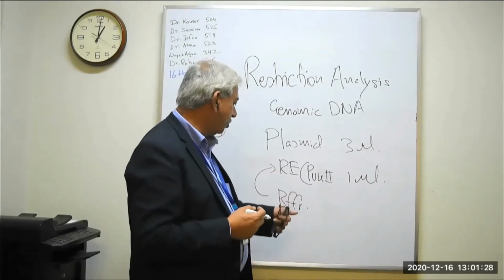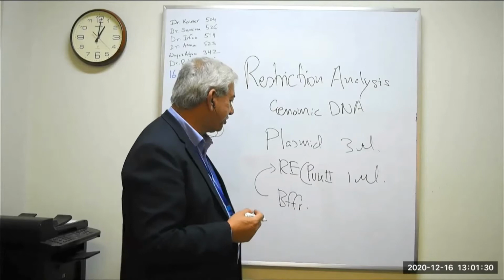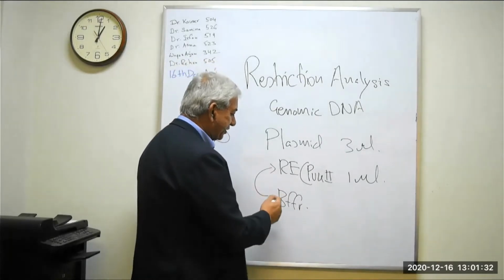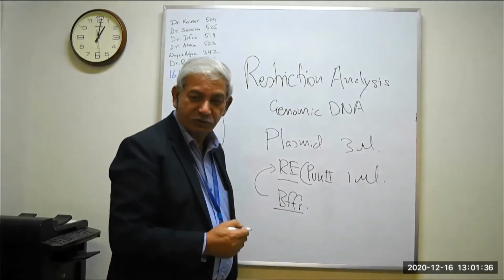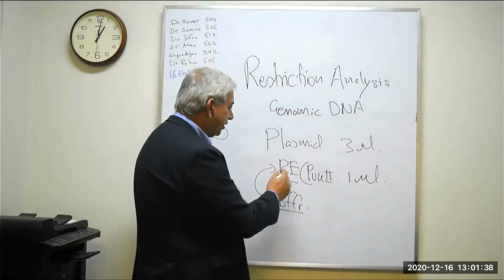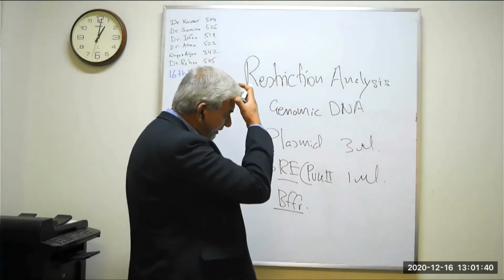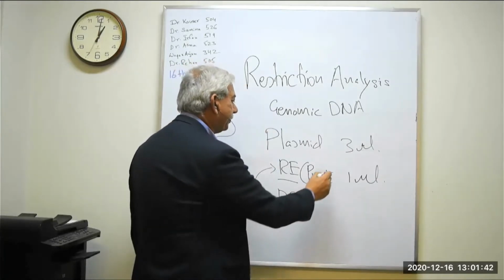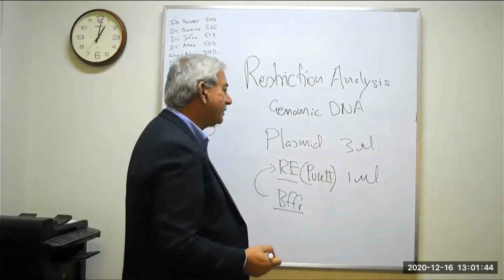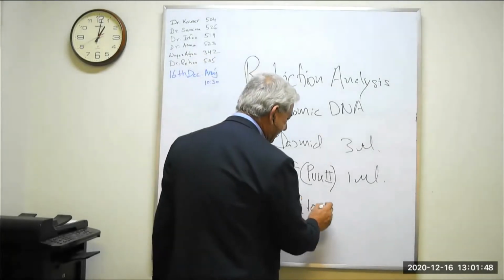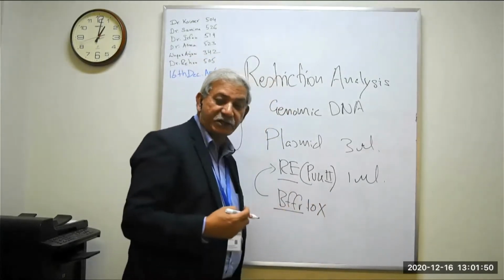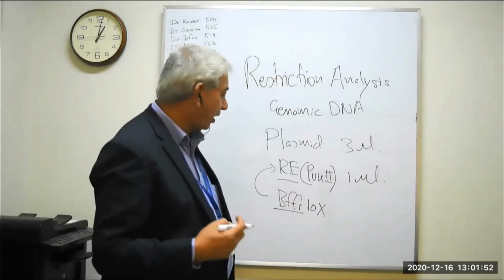So they already know the concentration they have prepared. This is always supplied along with the restriction enzyme, so that we should use that buffer when we are performing the restriction digestion. In a 10 microliter reaction, these buffers are usually 10x. In a 10 microliter reaction, we use 1 microliter of the buffer.